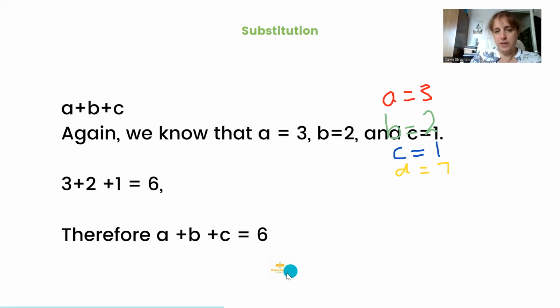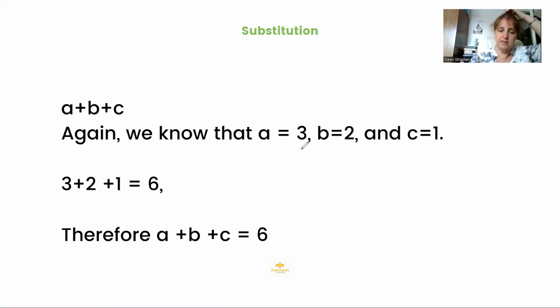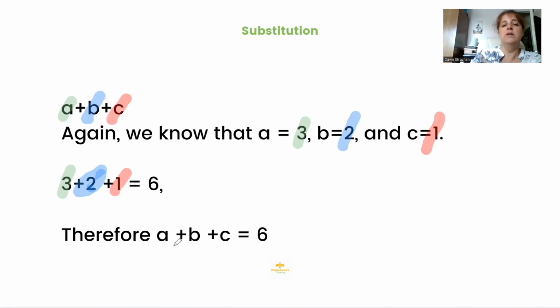Let's have a look at another example. This time we've got A plus B plus C. We've got A equals 3, so I'll substitute that in. We know that B equals 2, so we'll put that here. So far we've got 3 plus 2. And we know that C equals 1, so we can put that here. So we've got 3 plus 2, which is 5, and 5 plus 1 equals 6. Therefore, A plus B plus C equals 6.